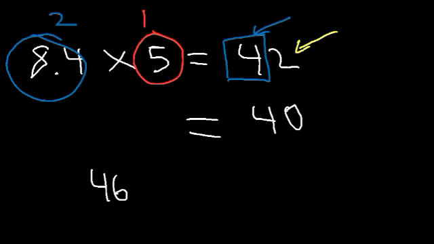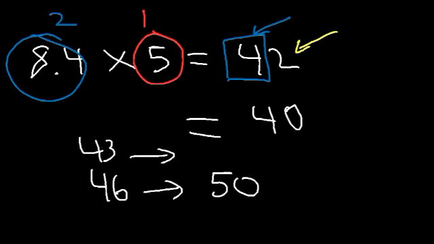If we had 46, for example, and we wish to round it to 1 significant figure, because the 6 is greater than 5, we would round it up to 50. But if we had like 43, this would round down to 40. So what if we have this number?